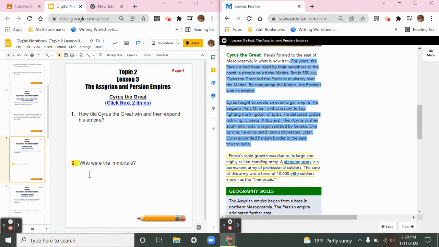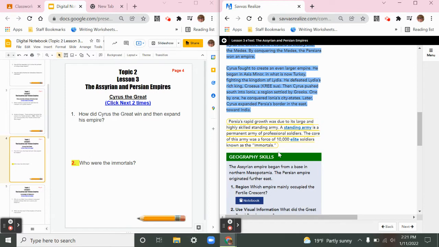Number 2, who were the Immortals? Notice this is a quiz question. In this yellow circled text, you will find that answer.